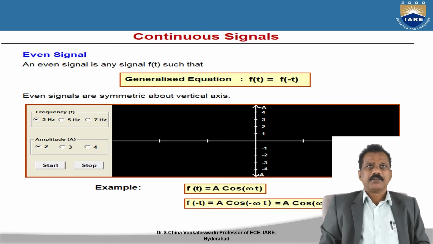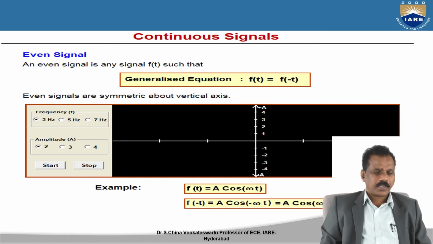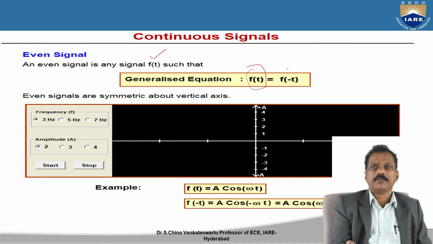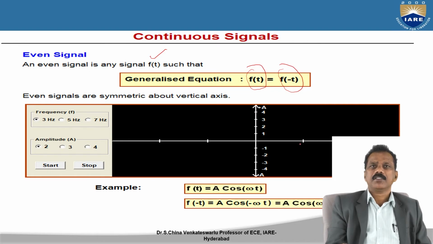If it is a continuous time signal, we can verify an even signal. An even signal is any signal f of t such that the generalized equation is f of t is equal to f of minus t. Even signals are symmetric about the vertical axis.